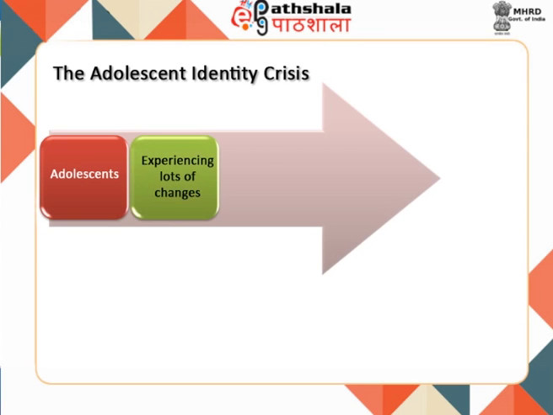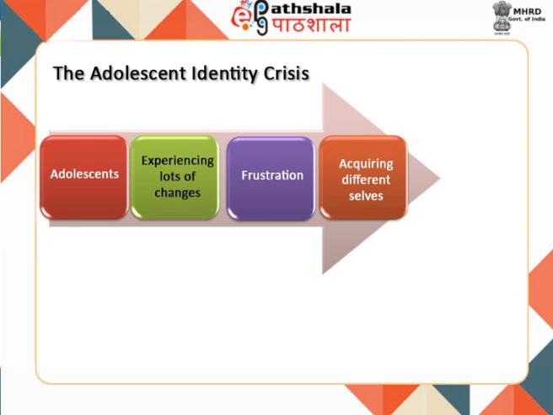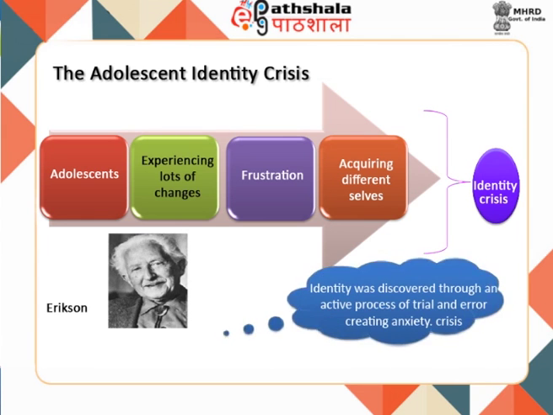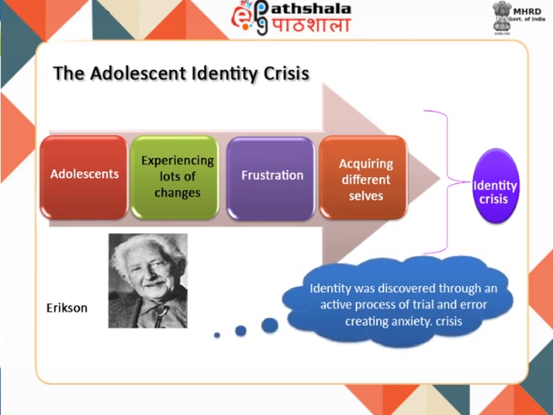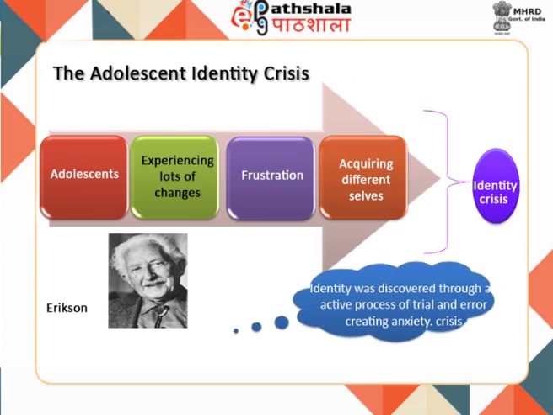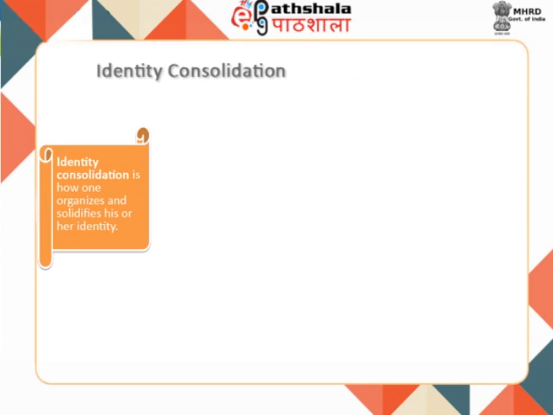Adolescents experience a lot of changes, and thus frustration can set in when trying to resolve the issue of roles and acquiring different selves. Some frustration is normal and referred to as an identity crisis. Erikson thought the identity was discovered through an active process of trial and error, which created lots of anxiety. Some people never resolved their adolescent identity crisis. Identity consolidation is how one organizes and solidifies his or her identity. Throughout development, this consolidation process is different at different stages.